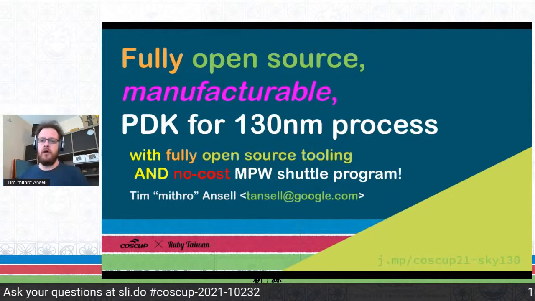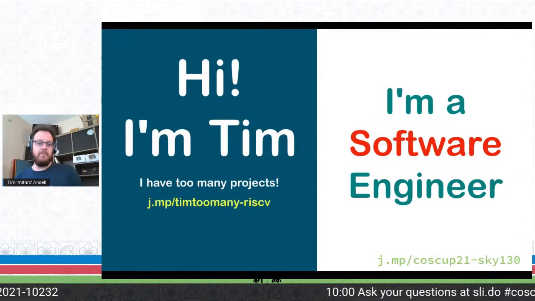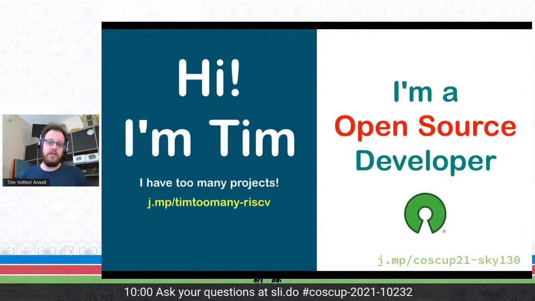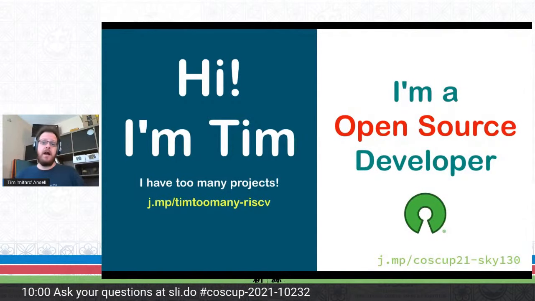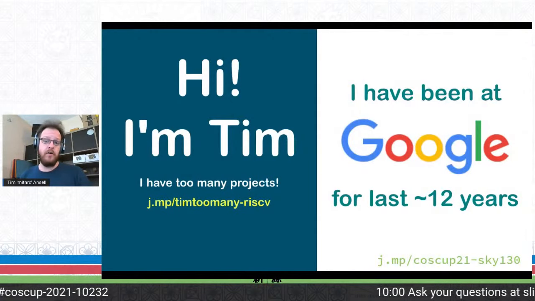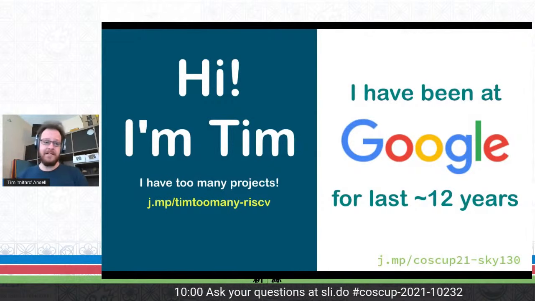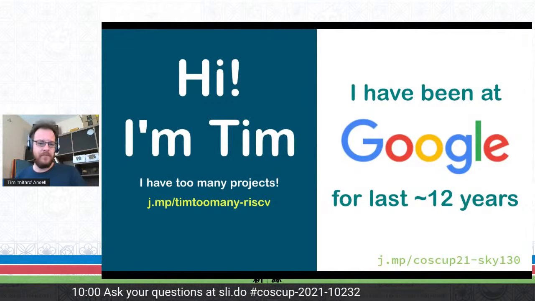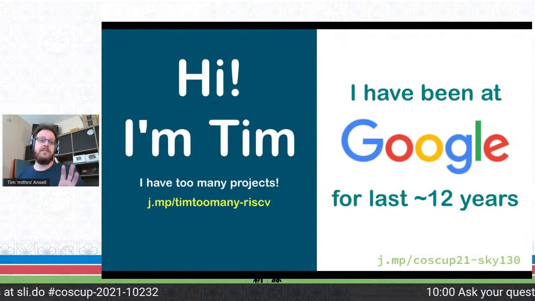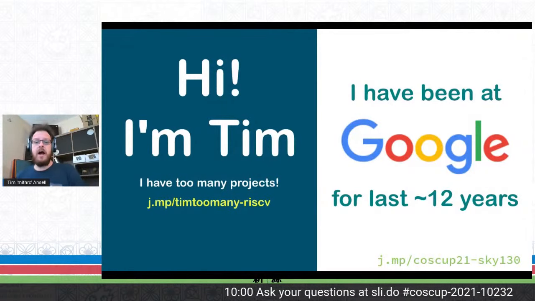Cool. So I want to first say, hi, I'm Tim. I'm a software engineer. I've been doing open source since the mid 1990s. And I've been working at Google for about 12 years now. I do want to mention that Google is a large place. I think we're like 150,000 people, and so we're doing lots of different things. And this is mainly what my group at Google is concentrating on.